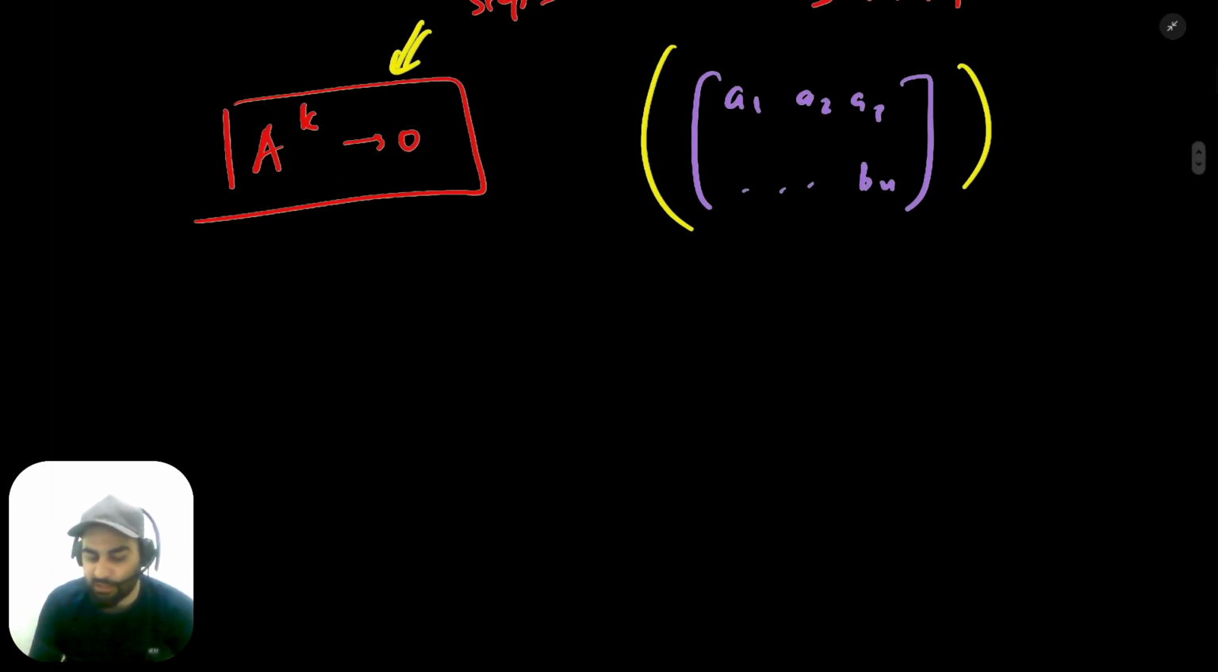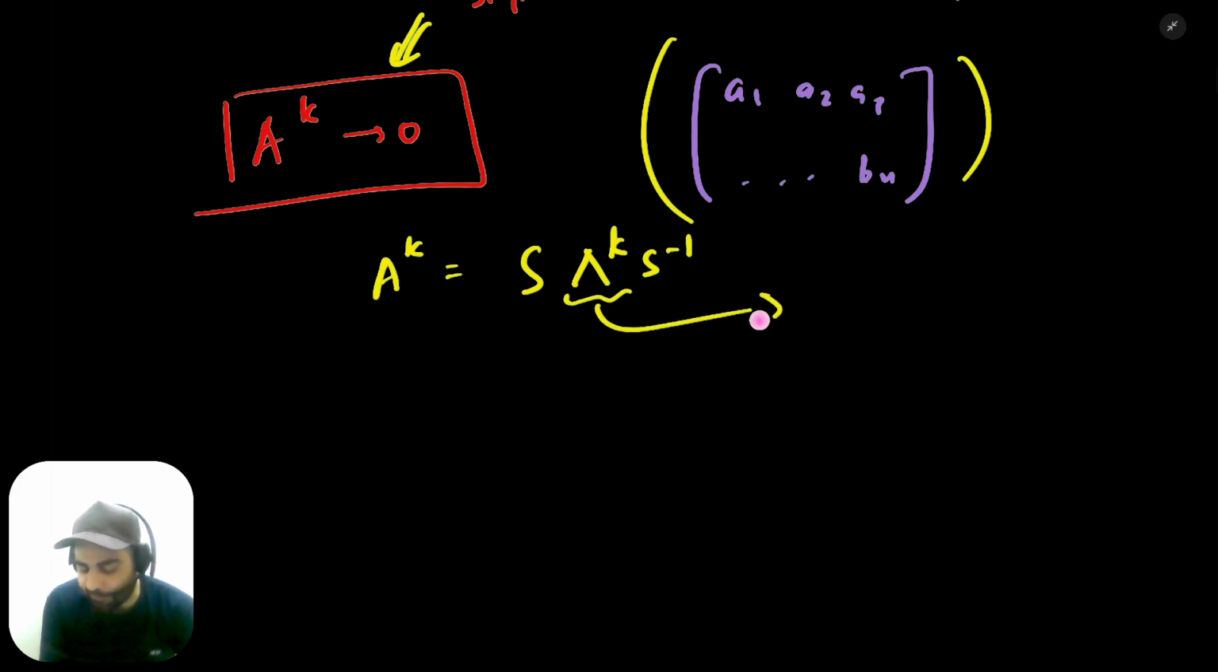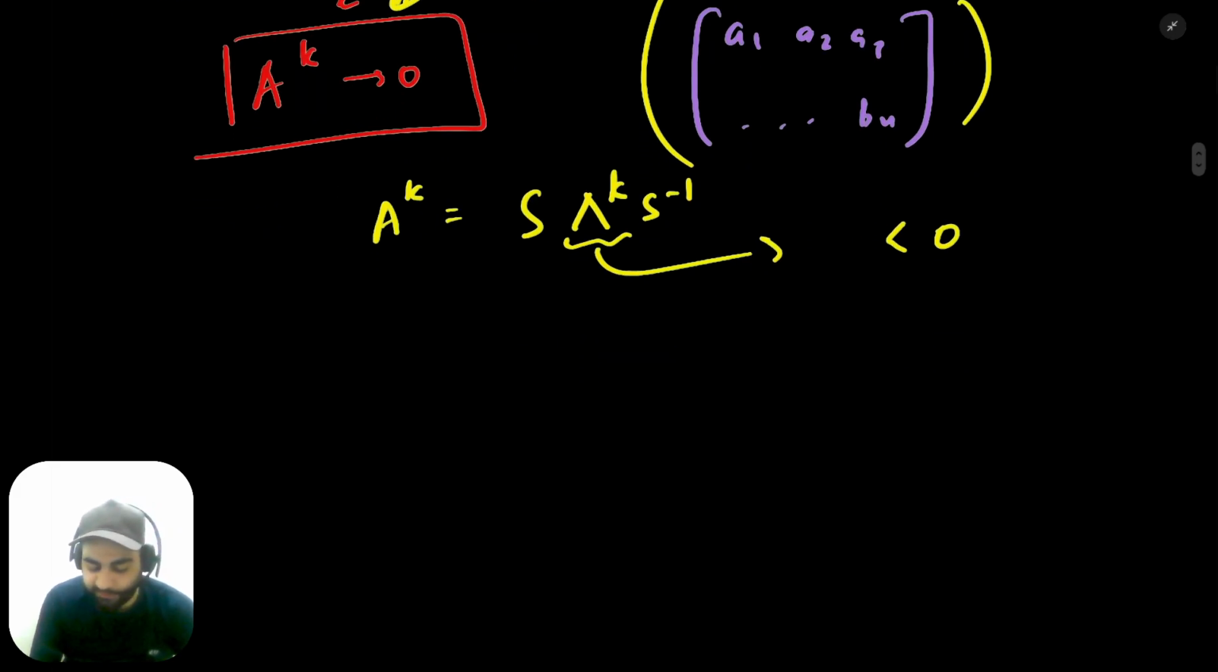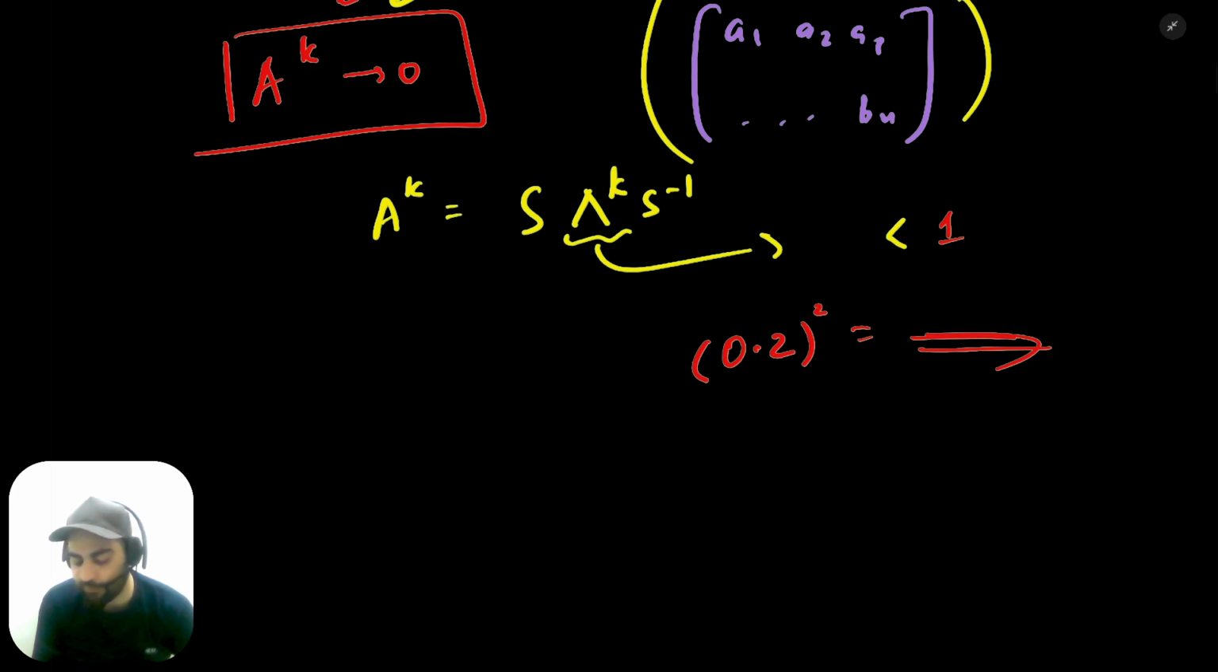If this matrix is diagonalizable, then A^k is equal to S lambda^k S inverse. If all of the eigenvalues are less than 1 in magnitude, then for sure it will go to 0. Let's suppose we had 0.2. If you take it to the second power, it becomes 0.04, and then it'll keep on reducing, till k goes to infinity.